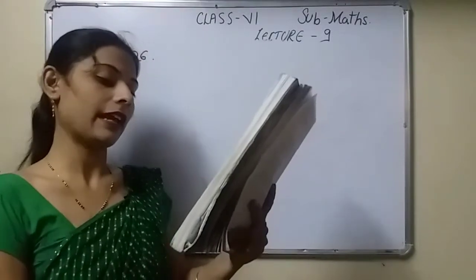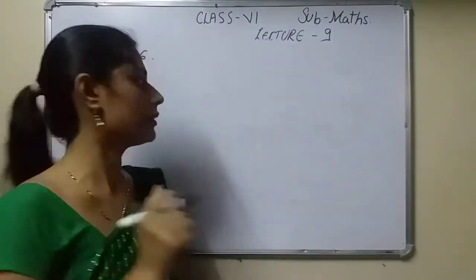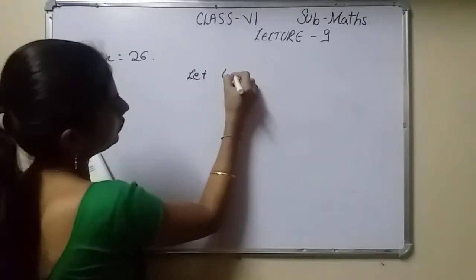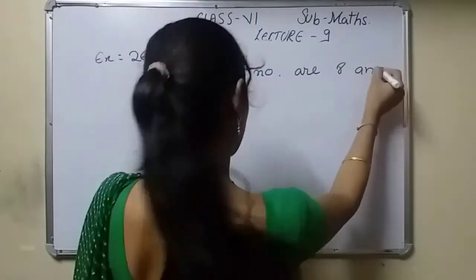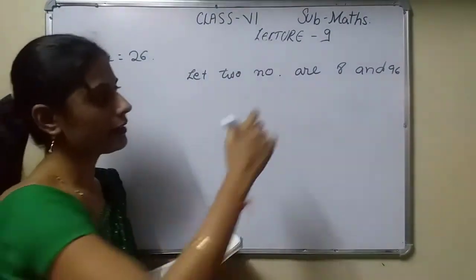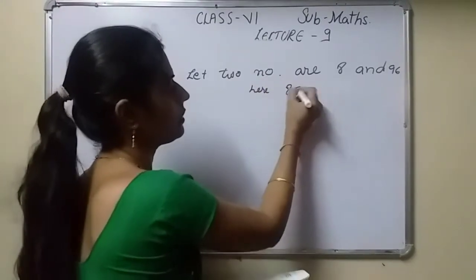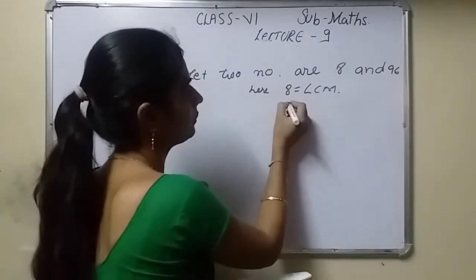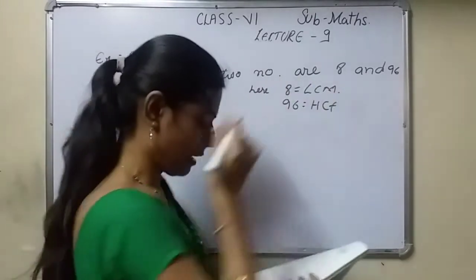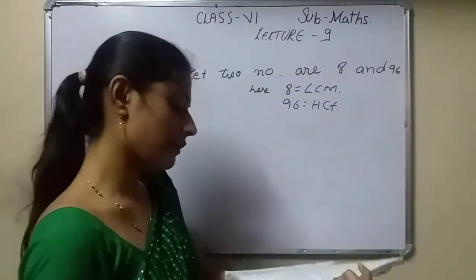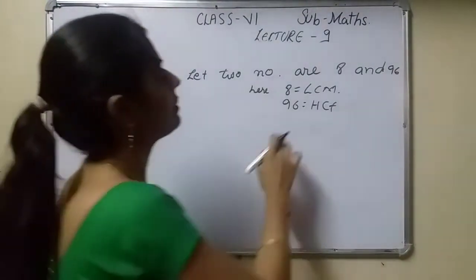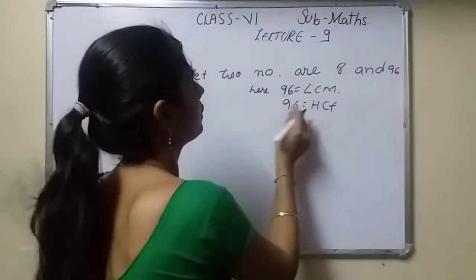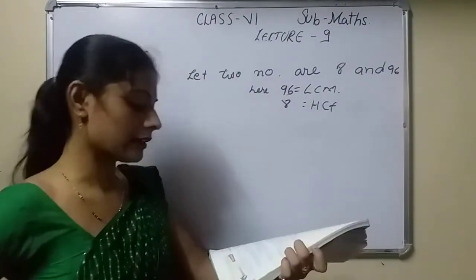Example 26. Two numbers have their HCF as 8 and LCM as 96. Sorry, LCM is 96 and HCF is 8. Now what they are asking: find the other number.